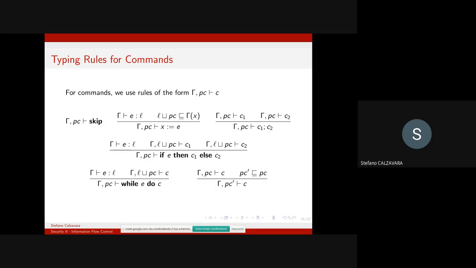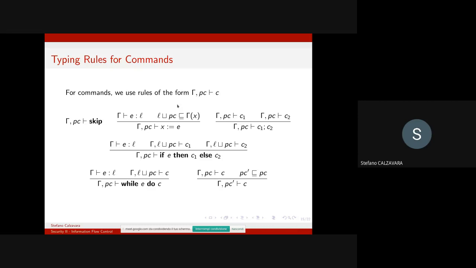Let's consider now the typing rule for commands, and then we will see an example. The key idea of typing rule for command, as I said, is that a command is well typed if it is not leaking information. So if it is complying with our information flow control policy. The first rule says that the command skip is always well typed, because skip does nothing, so it cannot do any harm.